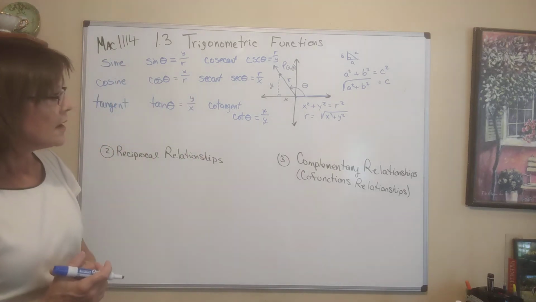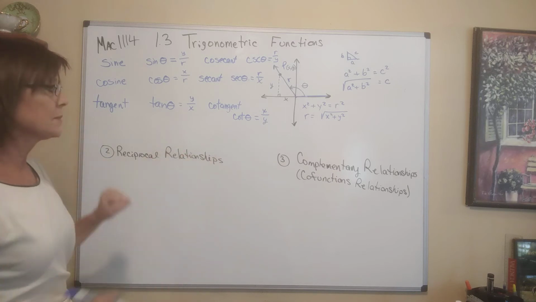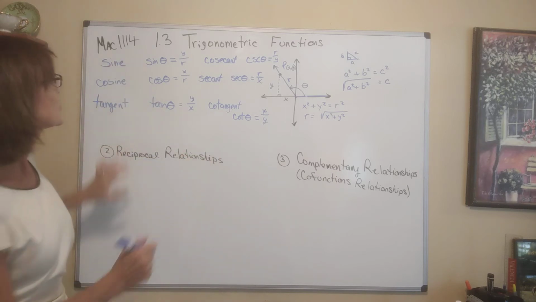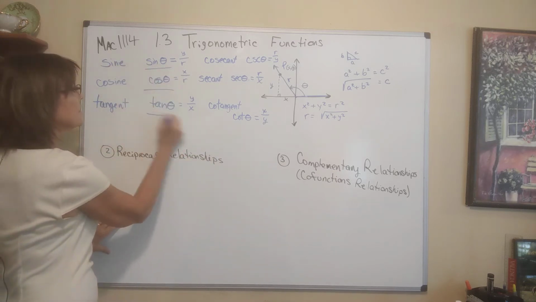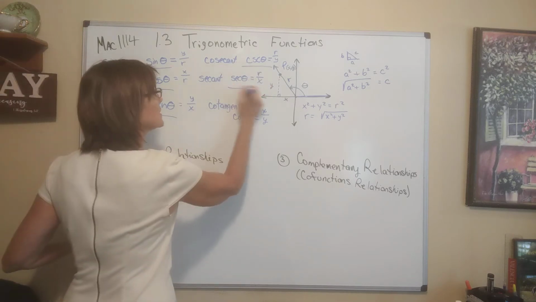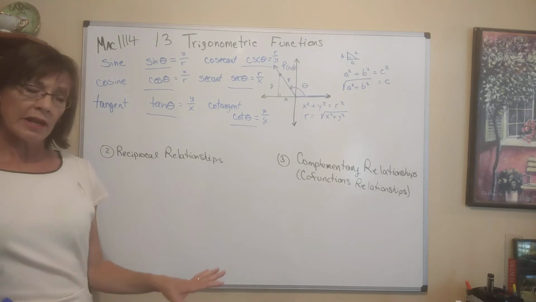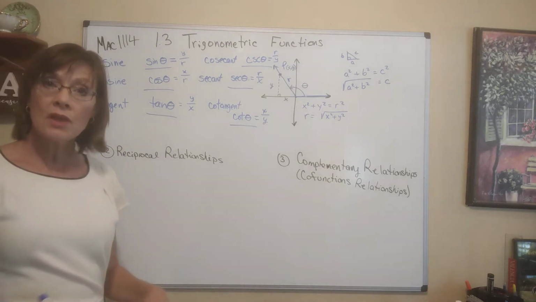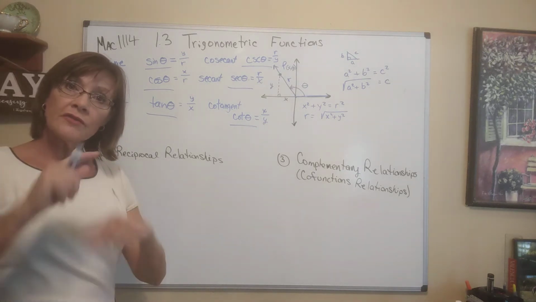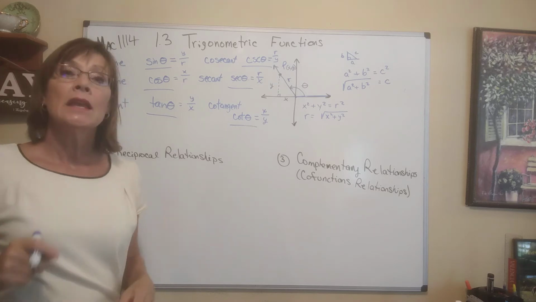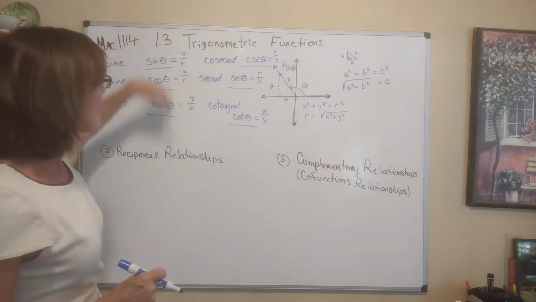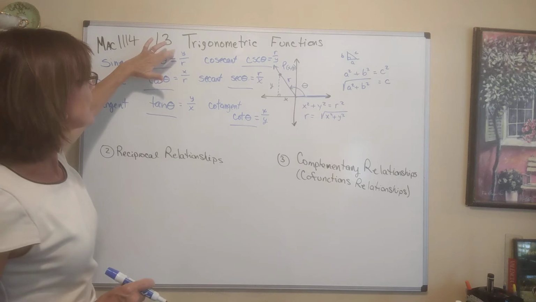Okay, so now there are some relationships that we can talk about with these 6 trig functions: sine, cosine, tangent, cosecant, secant, cotangent. The first one is called reciprocal relationship. A reciprocal of a number is when you flip-flop the numerator and denominator. If you look at these functions, they're all fractions, right? They have a numerator and denominator.